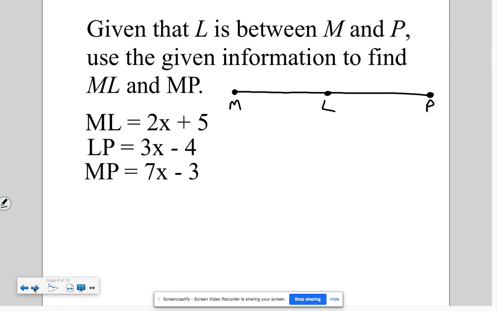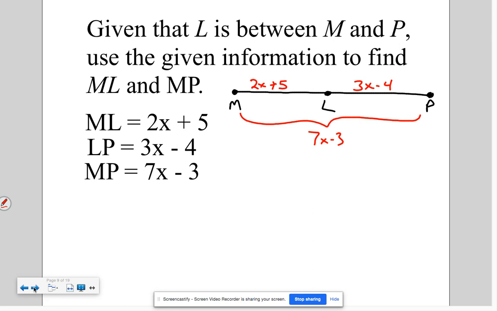All right. Now they want us to find the measure of ML and the measure of MP. Okay. Well, in order to do that, we're going to have to solve for x. So we've got to set up an equation. Let's write down what we know. ML is 2x plus 5. LP is 3x minus 4. And MP, the full segment length, is 7x minus 3.